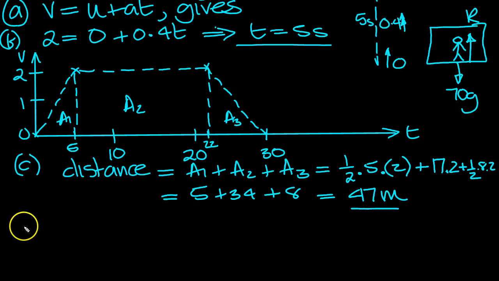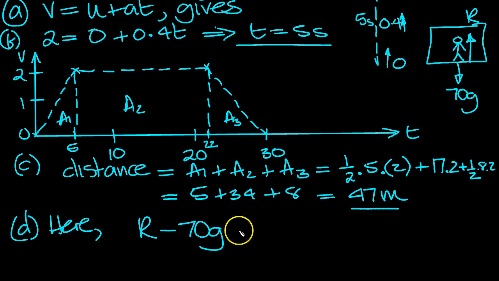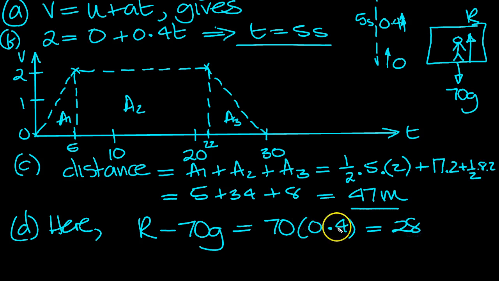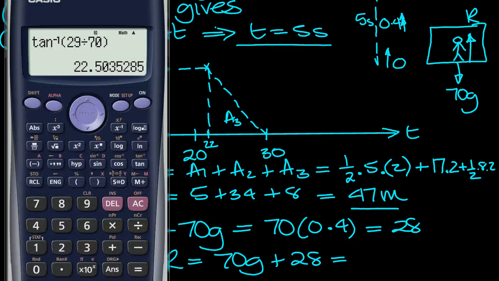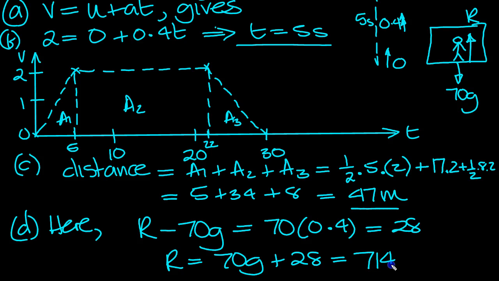So in part D, we can just say that here R, which is the reaction force, minus 70 G, is equal to the mass, 70, times the acceleration, 0.4. That's equal to 28. So R is equal to 70 G plus 28 newtons. Tap it in the calculator: 70 times 9.8 plus 28 equals 714 newtons.